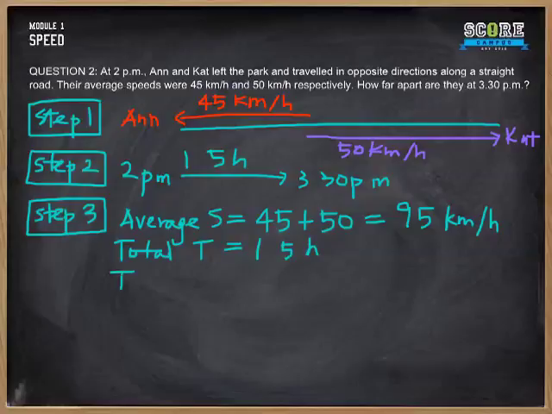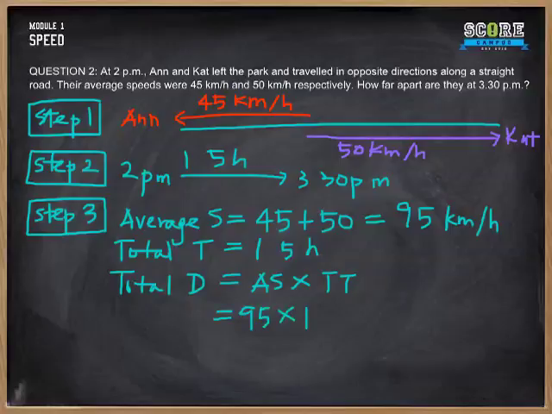Now, total distance traveled. Total D equals average speed multiplied by total time taken, which is 95 kilometers per hour multiplied by 1.5 hours. And your final answer is 142.5 kilometers. They are 142.5 kilometers apart at 3:30 p.m., and that's your final answer. Let's move on to question 3.